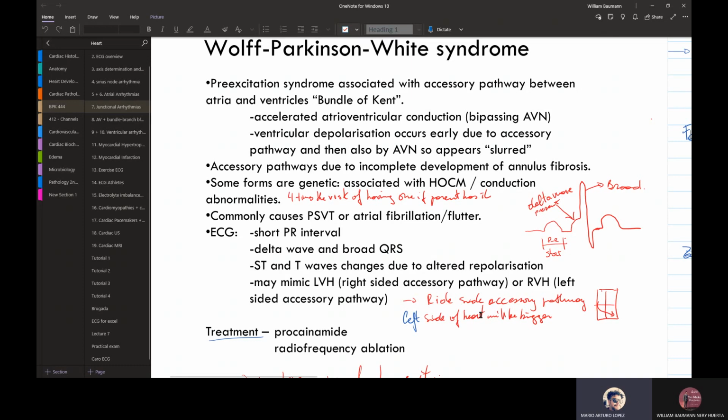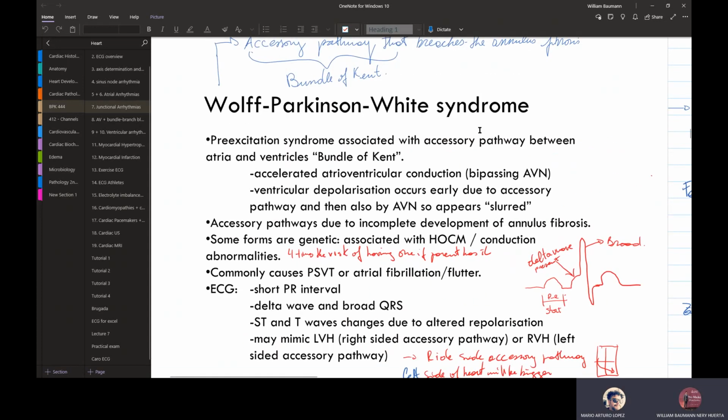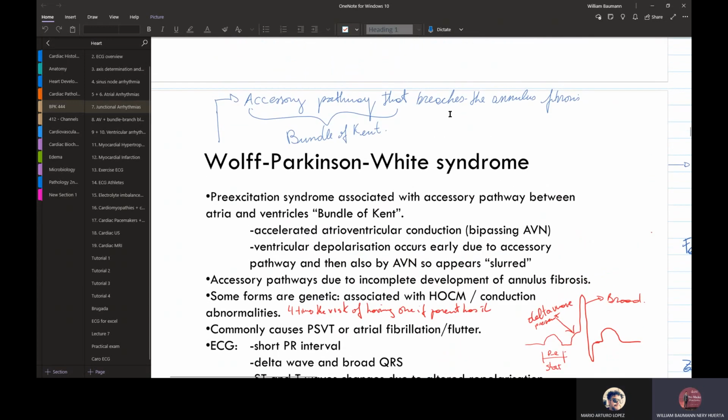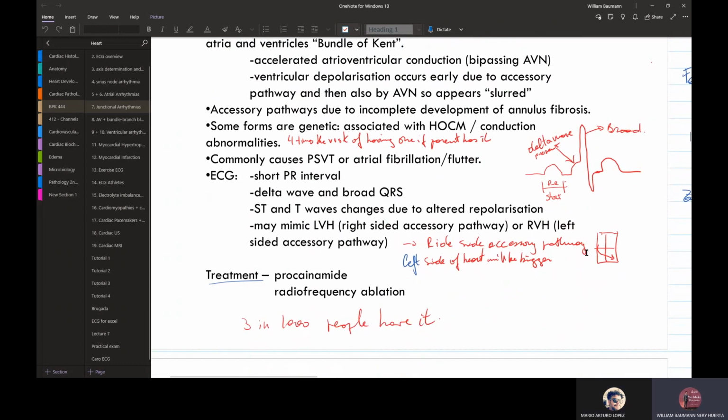Does it skip the AV node? Yes, it bypasses the AV node. So it doesn't even hit the AV node or the bundle of His. It just goes through the bundle of Kent. It has created its own pathway through the right ventricle. In this case, we did it through the right ventricle. There's an annulus fibrosis, dead tissue, that allows for an ectopic beat to occur, and so electrical activity can go through there.